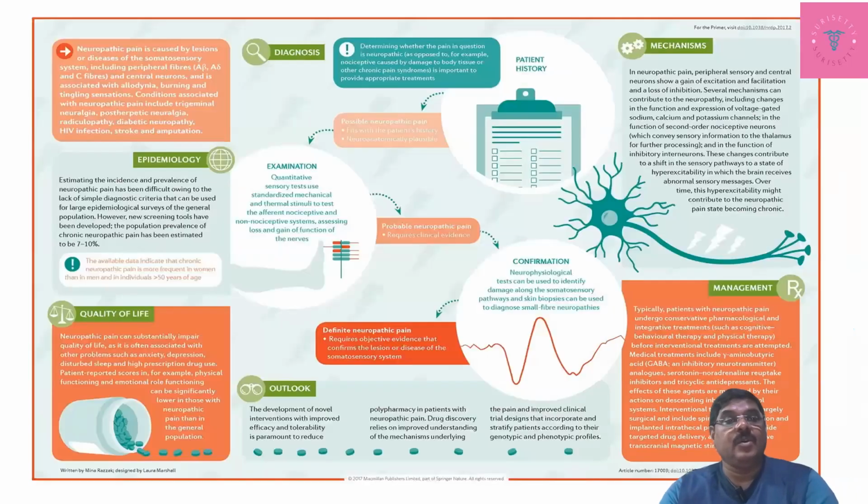So finally, for neuropathic pain, we have to know the diagnosis, the epidemiology, and how neuropathic pain affects our quality of life. We have to know the possible, probable, and definitive diagnosis by taking the history and examination, confirmation by investigations, and we have to treat the mechanism of the neuropathic pain. If you treat the mechanism, the pain will be automatically treated.